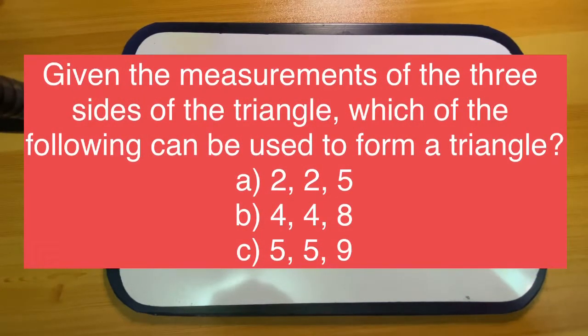Given the measurements of the three sides of a triangle, which of the following can be used to form a triangle? Letter A, we have 2, 2, 5. Letter B, 4, 4, 8. And letter C, 5, 5, 9.